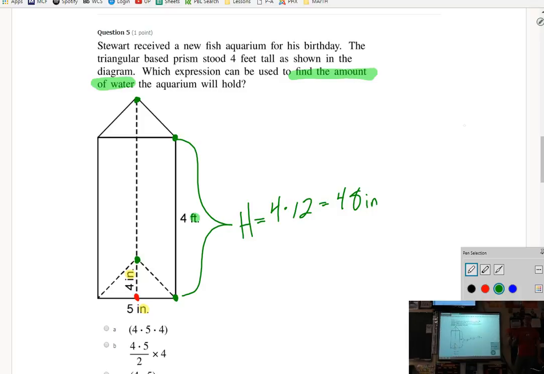There's a problem on the test that is pretty much identical to this. The units don't match. Before you start, you've got to make the units match. Be careful. Before you do anything surface area volume, check that your units match.